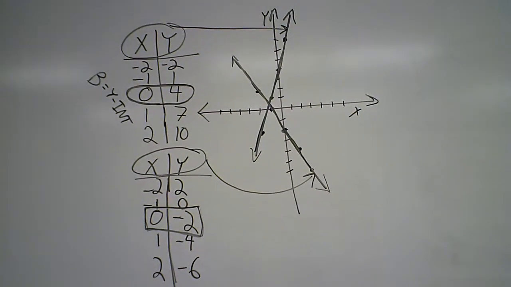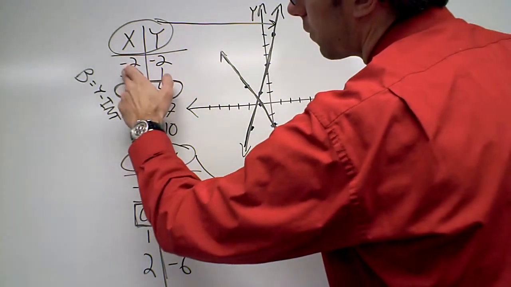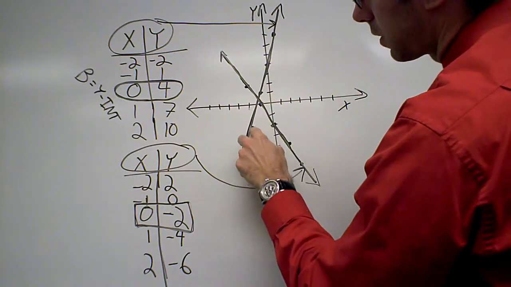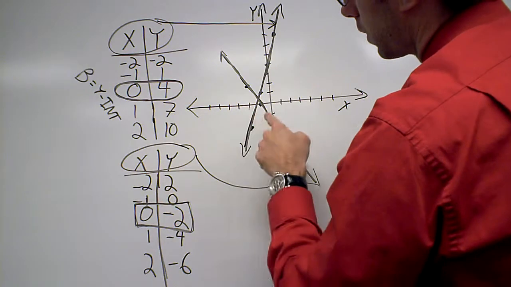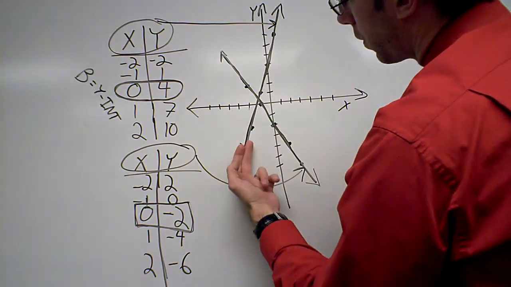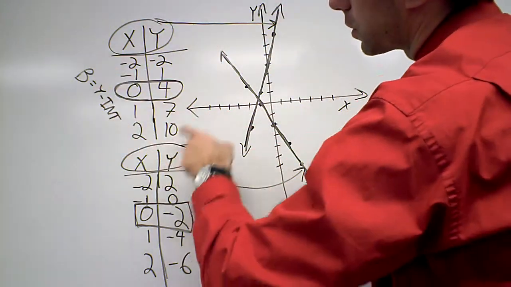Both of these equations are graphed right here. All of these points, here's -2, -2, so that's this point right here. And here's -1, 1 right there. So this line right here is represented by this function.